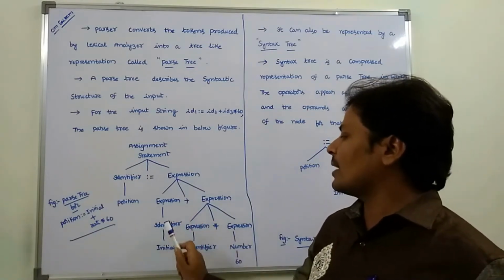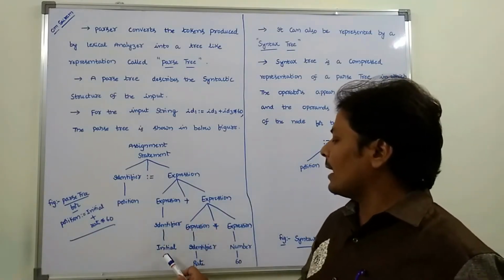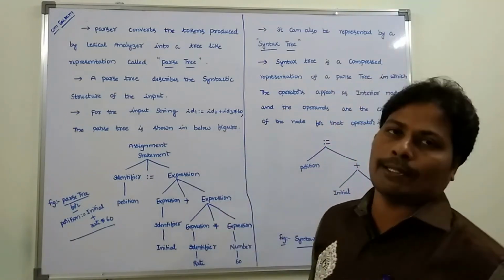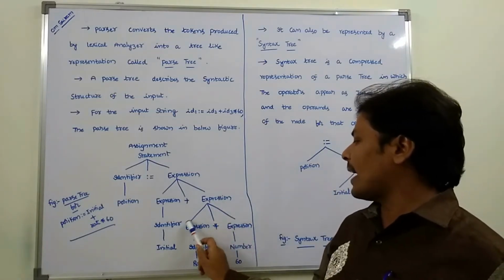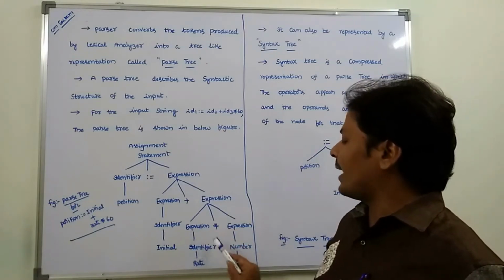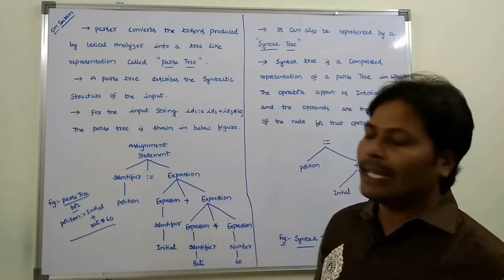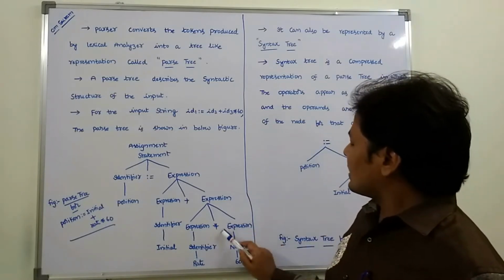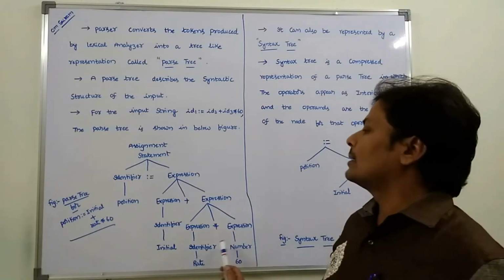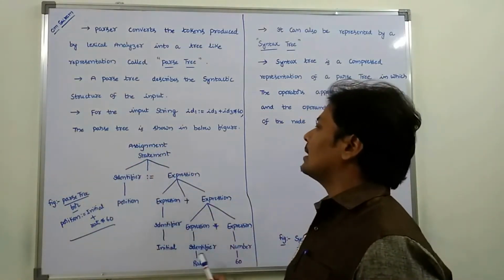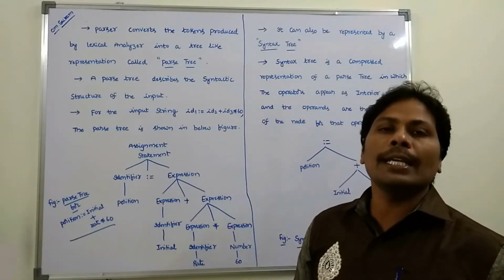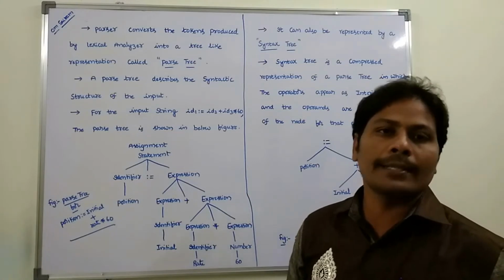The first expression is the identifier initial. The other expression is ID3 into 60, which can be represented as expression into expression. One expression can be taken as an identifier, here the identifier is rate. The other expression is a number, that number is 60. This is the parse tree representation for the input string position is equal to initial plus rate into 60.